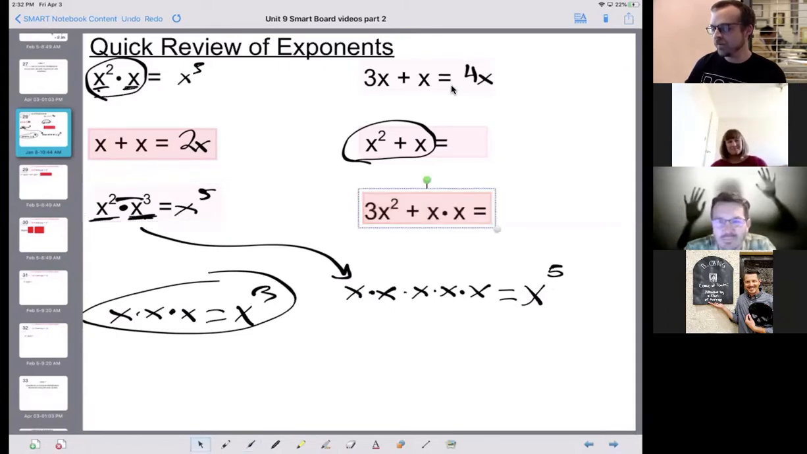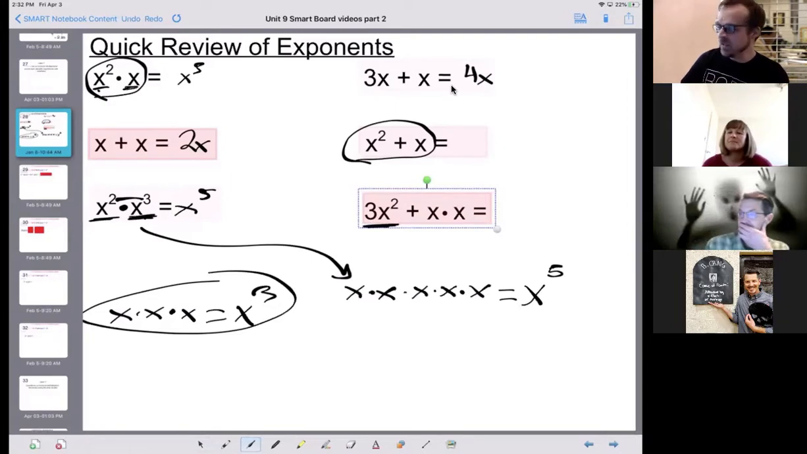Our last one here for our review is 3x squared plus x times x. Now we do have to look at our order of operations here. We want to take care of our multiplication before we take care of our addition. x squared is an exponent that we can't solve, so we're just going to leave that as x squared. And then 3 times x squared, we can't do anything there either, so that term we're going to leave alone for right now. And then right here, we have x times x. Just like we reviewed earlier, those are both to the power of 1, and because we're multiplying the same variable, we can add the exponents to get x to the power of 2.